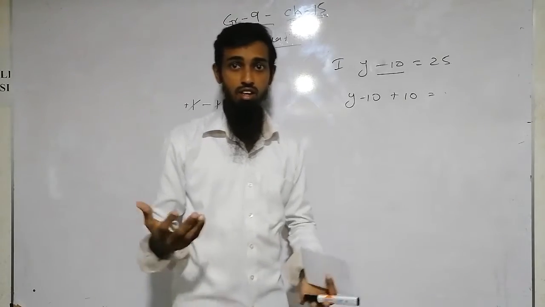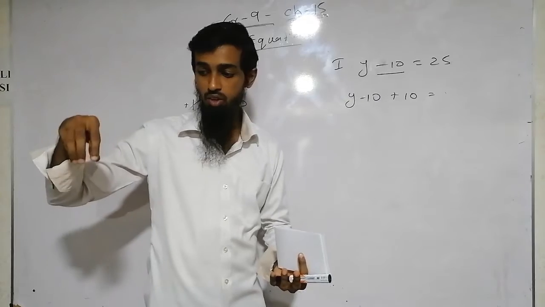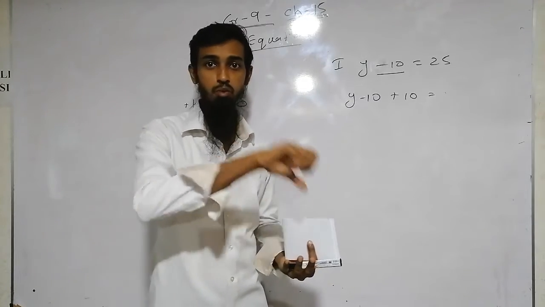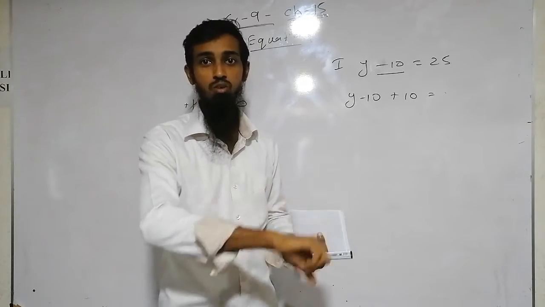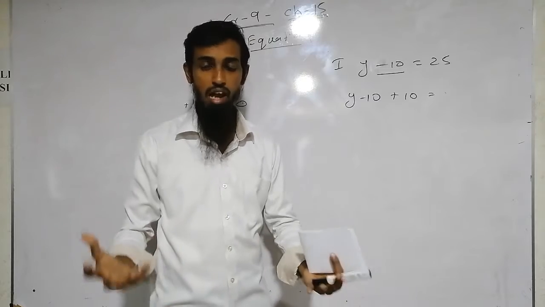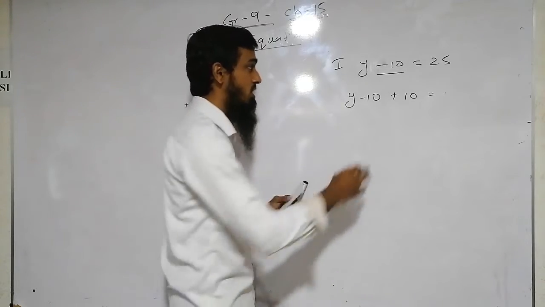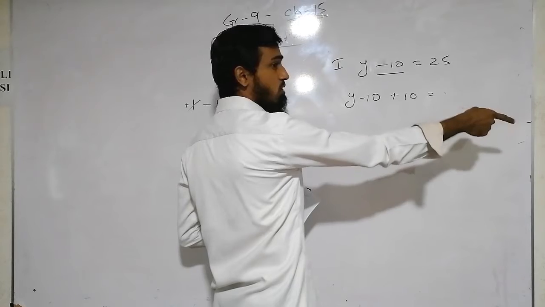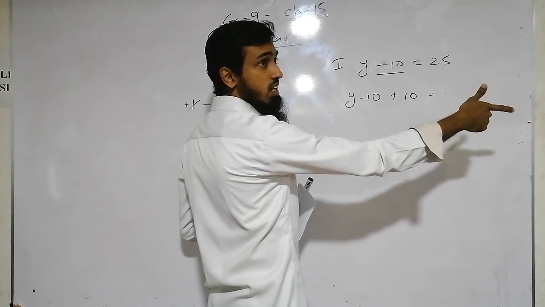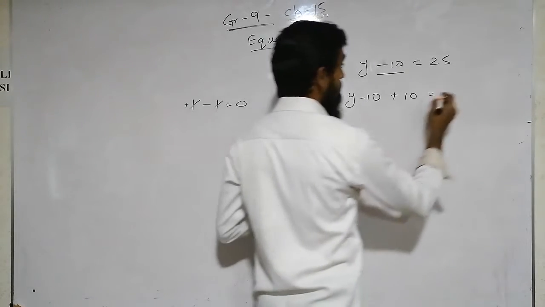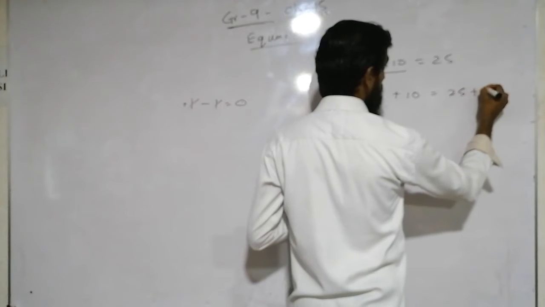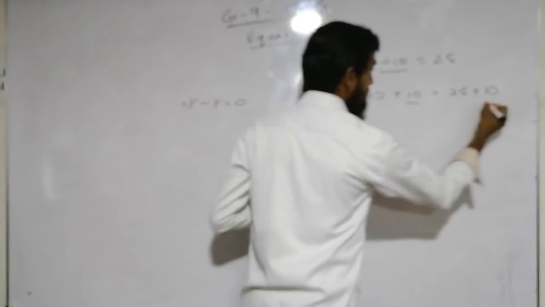Like a scale. If you put 500 grams here, you have to put 500 grams of sugar or something on the other side. That will balance. So you have to balance the equation. We put 10 here, so we also have to put 10 on the right hand side. So 25 plus 10.